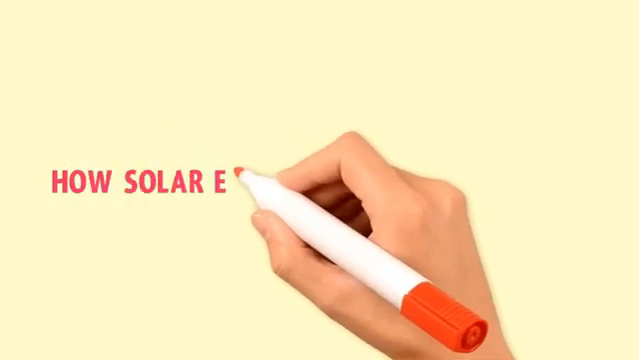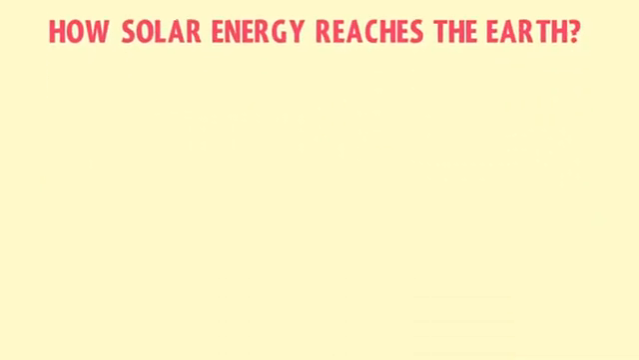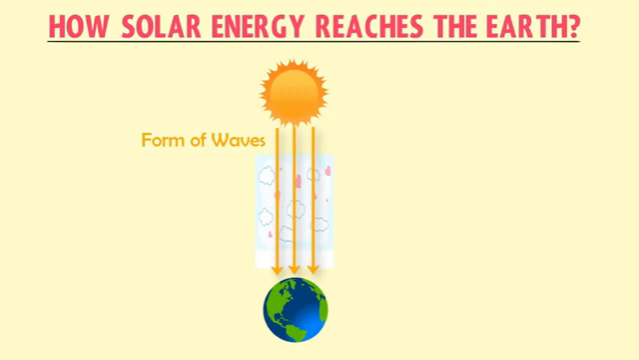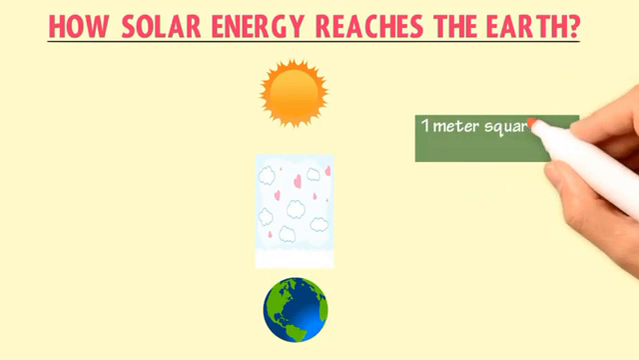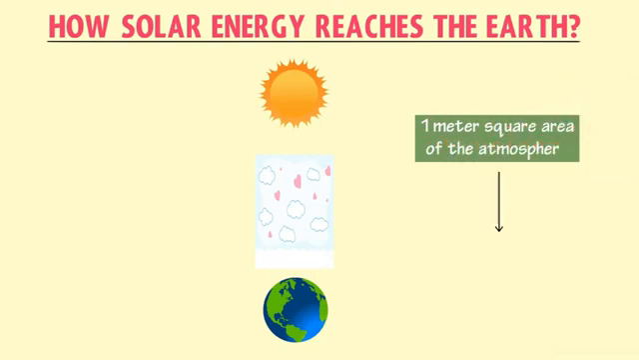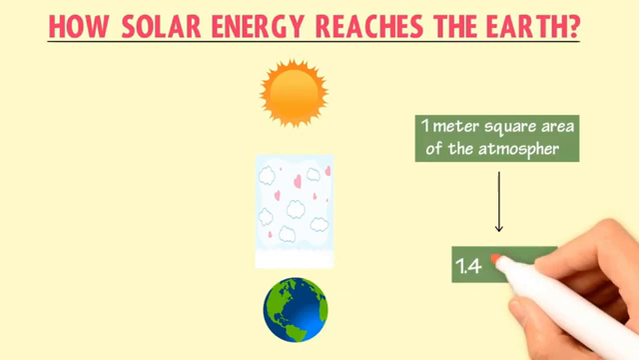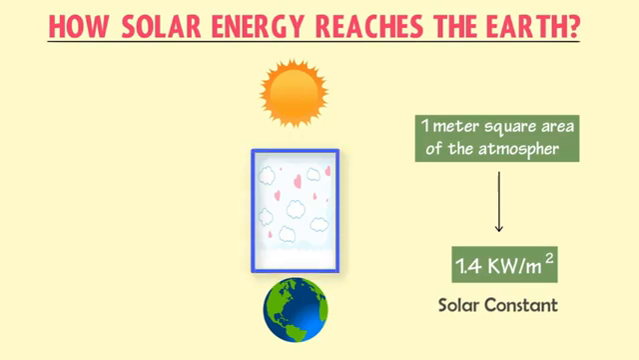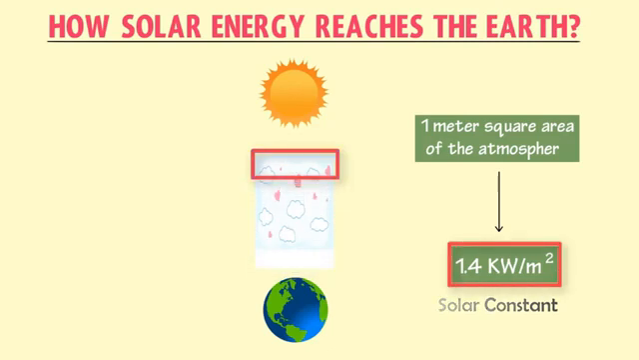Do you know how solar energy reaches the earth and how much solar energy reaches the earth? As we know, light travels in the form of waves. Solar energy reaches the earth in the form of sunlight. 1 meter square area of the atmosphere receives 1.4 kilowatt energy, which is also known as the solar constant. It means the solar energy absorption of our atmosphere is 1.4 kilowatt per meter square at the outer side.